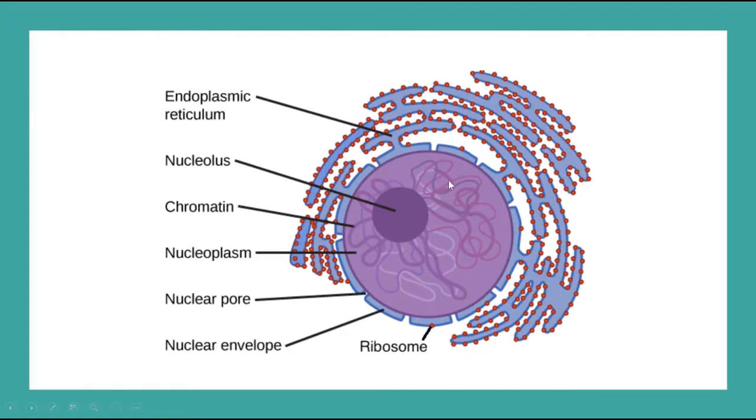Now the nucleus, the plural we call nuclei, houses the cell's genetic material. We know this is DNA, and it is also the site of synthesis of ribosomes. So the ribosomes, which play an important role in protein synthesis, are actually formed within the nucleus. So it is very, very important, right?